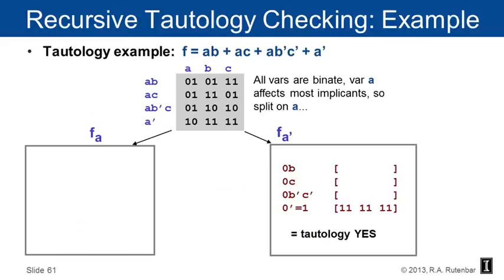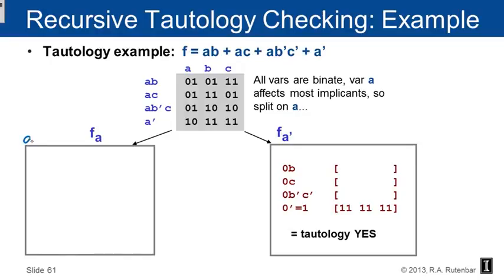Here's just a little example, showing what happens. So suppose I've just got this positional cube notation list at a node of the tree, and I'm trying to figure out what to do. And so the first thing I do is I look at it and I say, wow, that's too complicated. I can't compute the right answer. And it turns out that all of the variables are binate, and A affects the most implicants. It's in the most product terms, so we'll split on A.